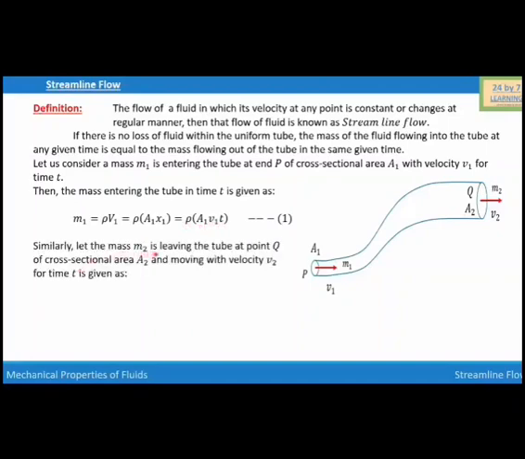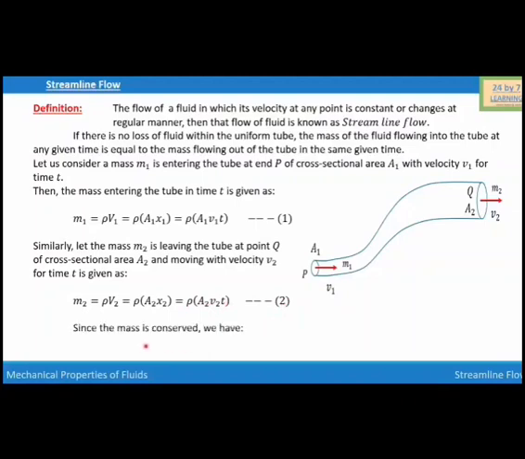Similarly, let the mass M2 leave the tube at point Q of cross-sectional area A2, moving with velocity V2 for time T, given as M2 = rho V2. Rho is the density of the fluid, V2 is the volume of the liquid leaving, which is equal to rho A2 x2. A2 is the cross-section area, and x2 is the distance travelled by the fluid in time T, which is equal to rho A2 V2 T. So this is equation number 2.